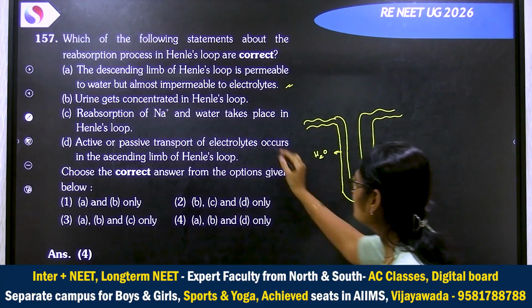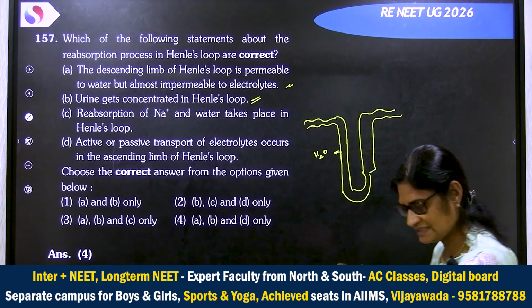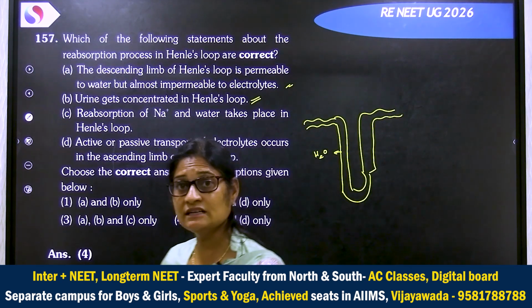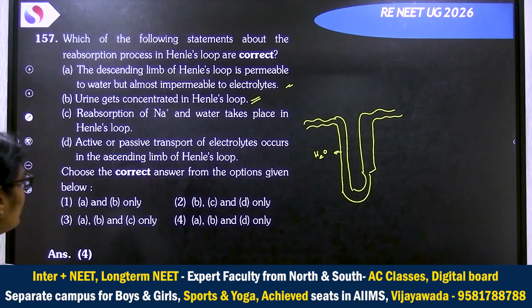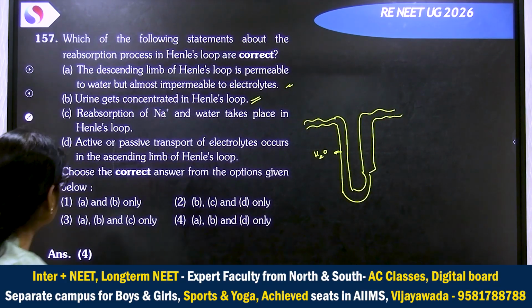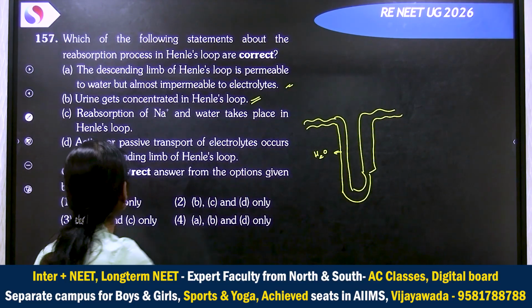So urine gets concentrated in Henle's loop due to this, the permeability to water. The descending limb is permeable to water, the ascending limb is permeable to electrolytes. It is the one responsible for maintaining concentrated urine, as we used to call. If so, urine gets concentrated in Henle's loop, and that will be a right statement there.